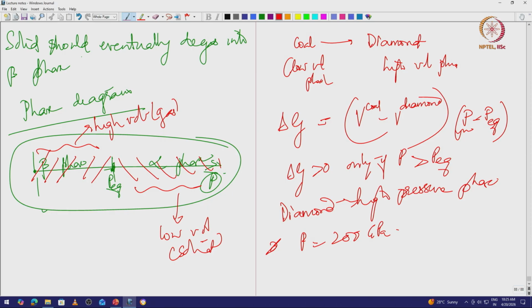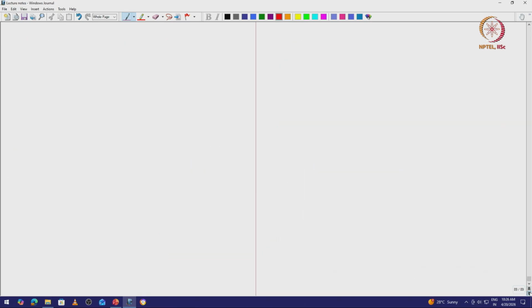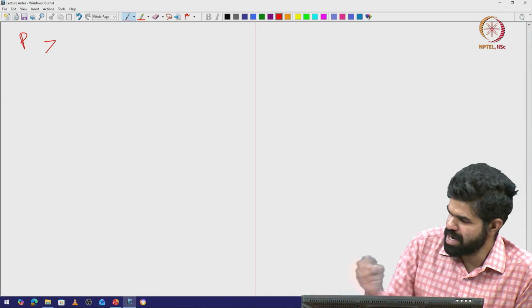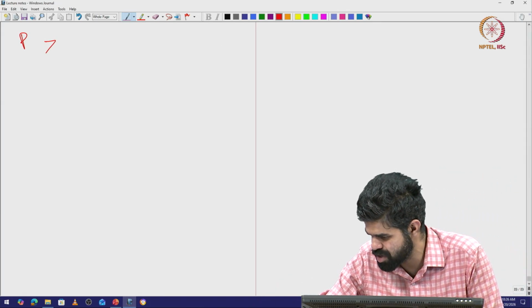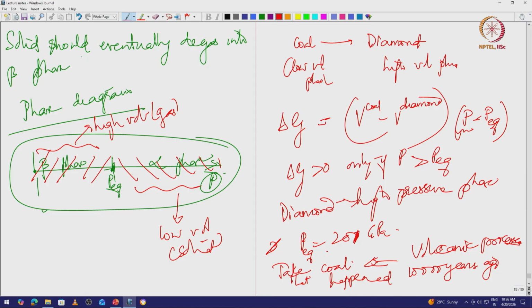So I take coal, and because of some volcanic processes that happened some 10,000 years ago, this coal has gone down and there is some pressure being applied on it. If that pressure is greater than, say, 200 gigapascals, I do not know what these geological pressures really are, but it is large, maybe one order of magnitude less. Let us just call it P2.